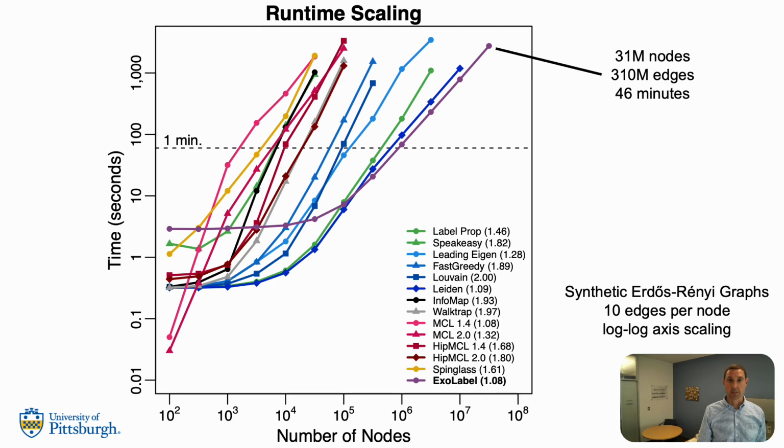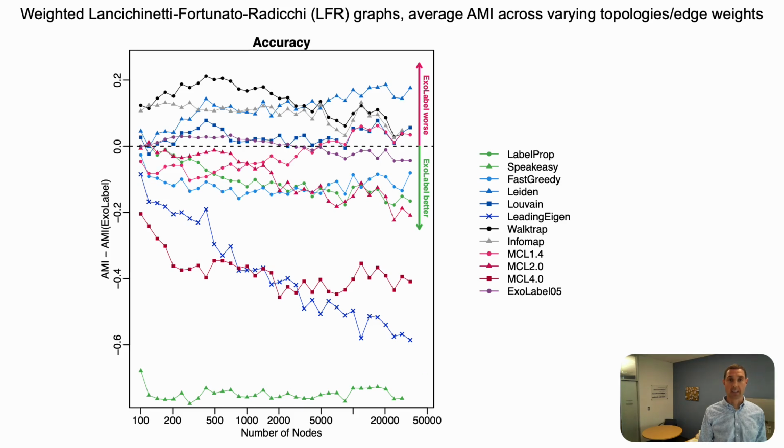ExoLabel was able to cluster the largest random network here, with 31 million nodes and 310 million edges, in only 46 minutes. So ExoLabel has excellent memory usage and competitive runtimes, but the question is, how accurate is it relative to other competitor algorithms? To answer that question, I'll be showing you the results of 3 different network types.